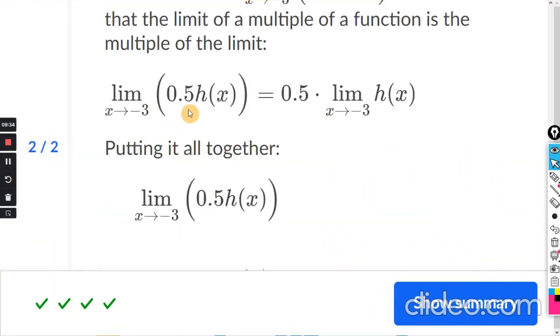In their answer, they said the same thing. In order to find this, just take the 0.5 and move it outside. Find the limit as x approaches -3.